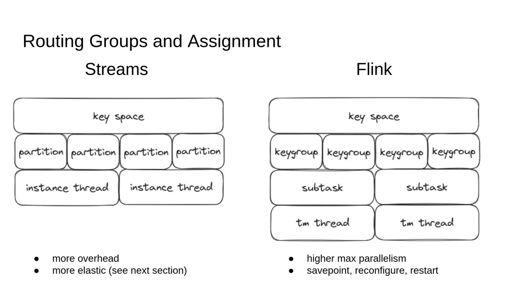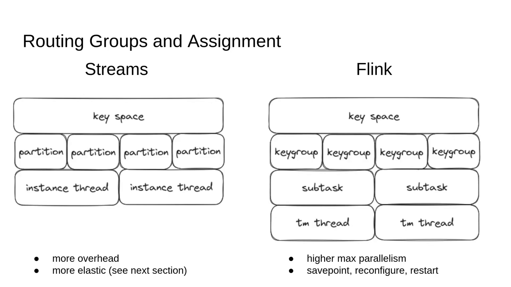Because the key groups are more logical, you can set Flink's max parallelism parameter to 1,000 per operator if you want. It's not really going to hurt anything. Whereas if you're running a Streams app, you probably don't want to set your parallelism to 1,000 for every single stage of the pipeline, because you're probably sharing that Kafka cluster with a bunch of other people and the admins wouldn't appreciate it.